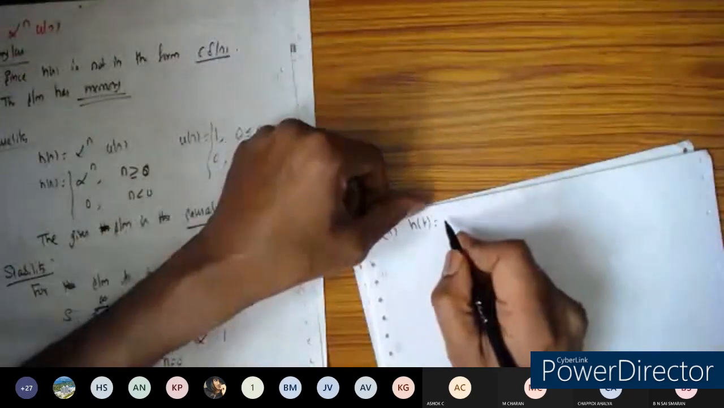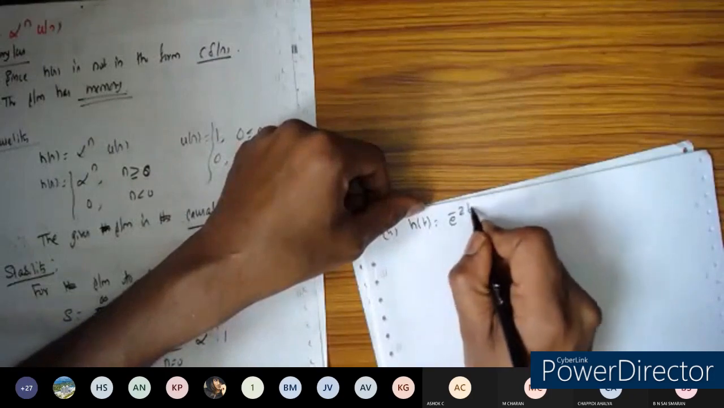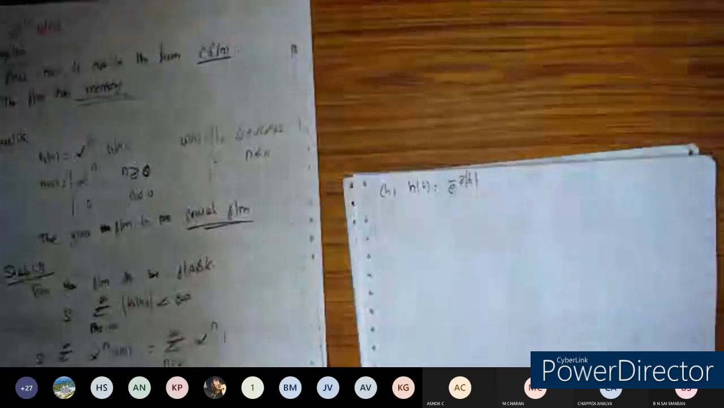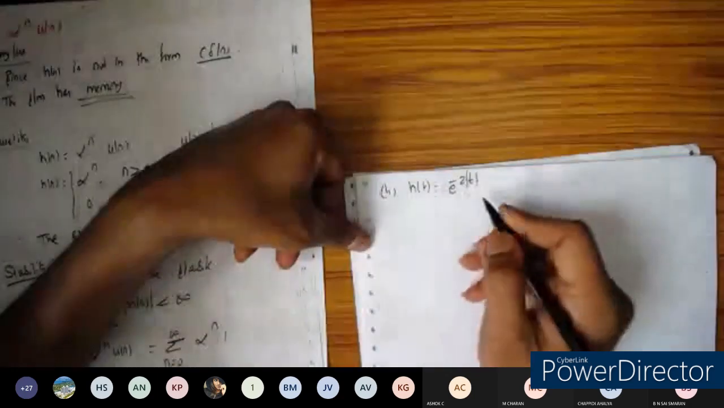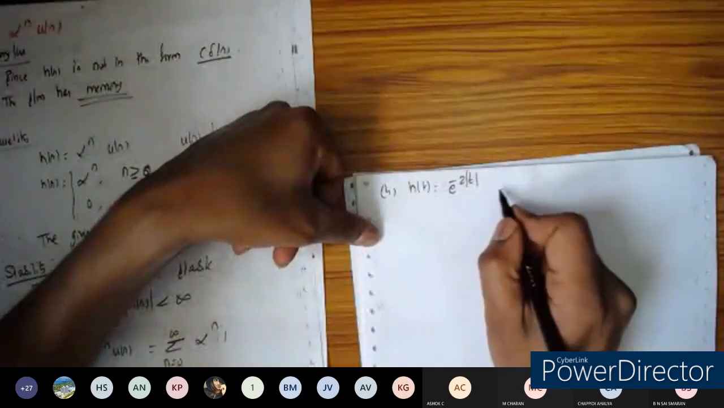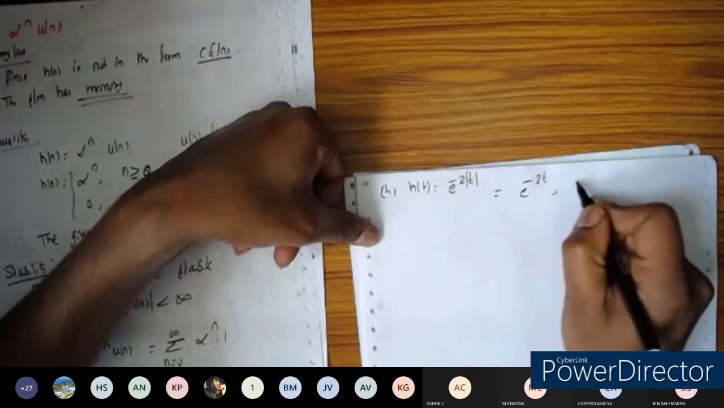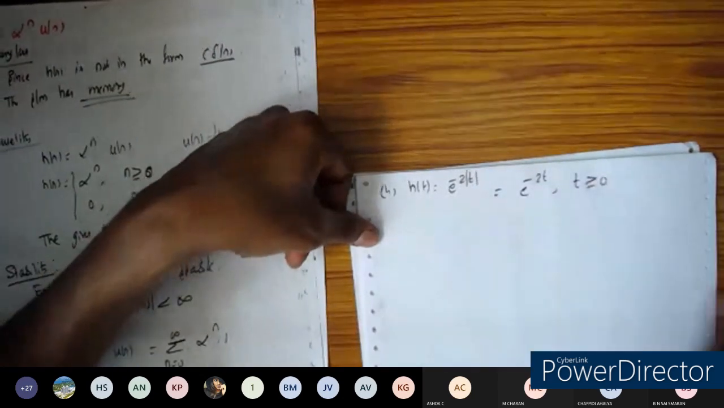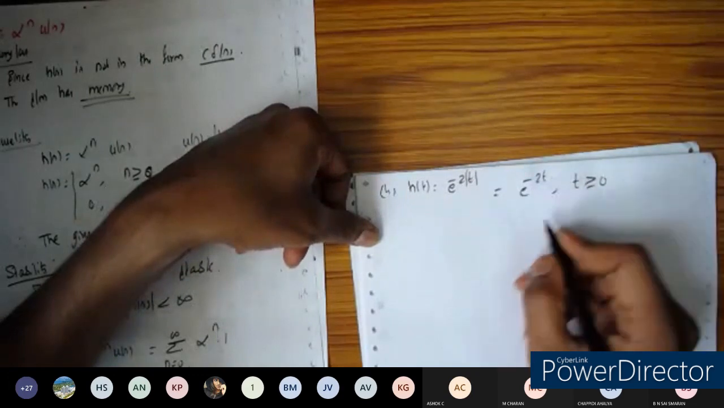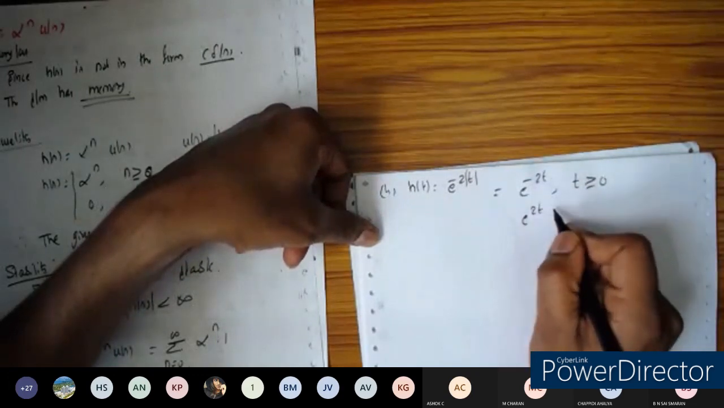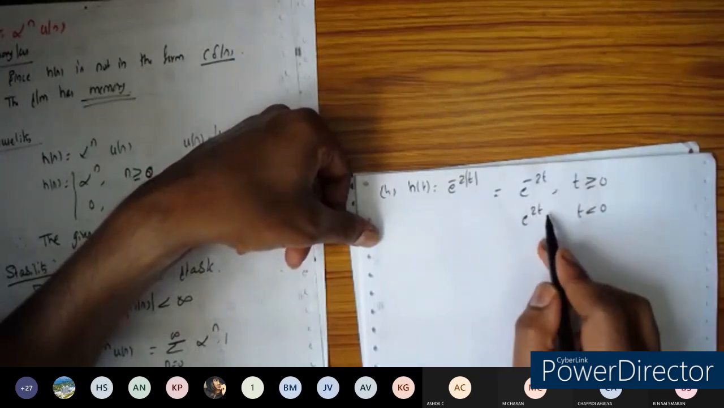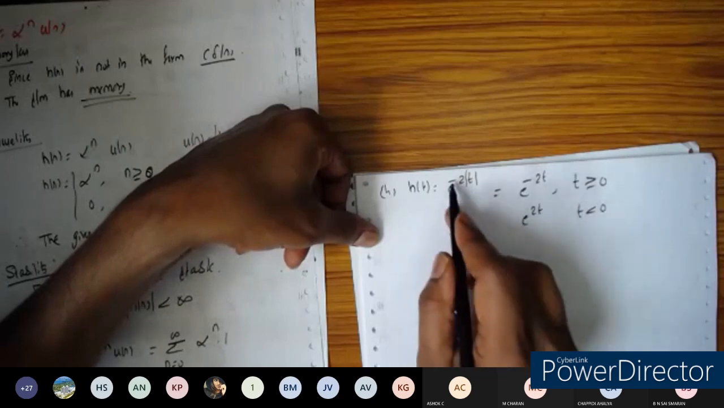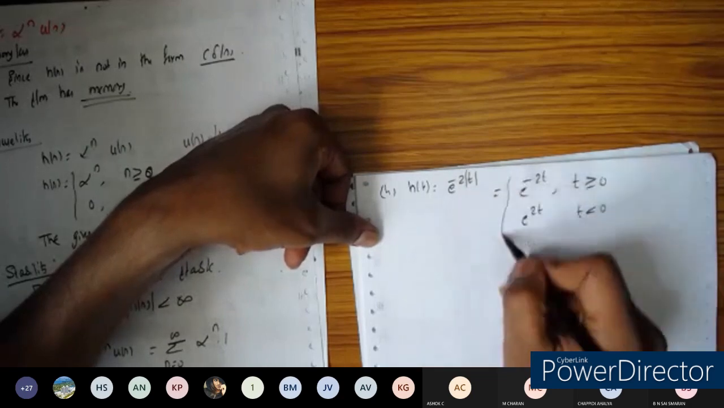So take the next one. h of t is equal to e to the power of minus 2 magnitude of t. Since it has the magnitude of t, we can write this as e to the power of minus 2t for t greater than or equal to 0, and e to the power of 2t for t less than 0. For t less than 0, t is taking negative values, so minus into minus will become plus 2t for t less than 0.